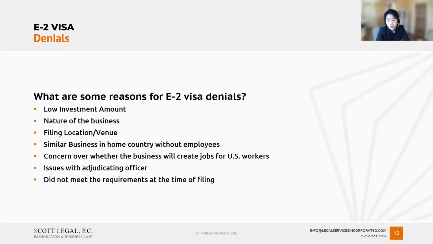Similarly, if the government has a concern for some reason that the business will not create jobs for US workers and it will be more like a personal one person type of very small marginal type of business, then that can be a reason for denial of the E-2 visa because as we have mentioned before in previous slides, one of the main points of the E-2 visa is that the government wants to see an active and real business that will create jobs for US workers.